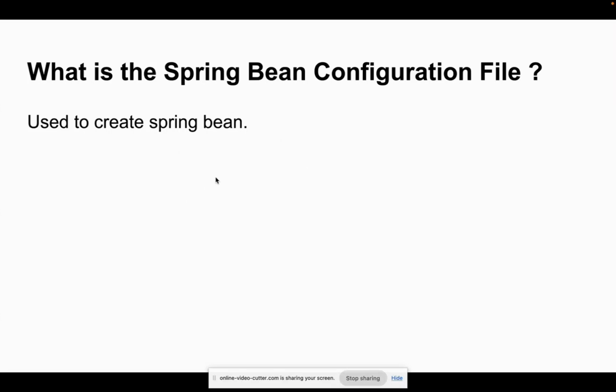So what is the Spring Bean configuration file? It's used to create Spring Beans. Actually, the Spring Bean configuration file is part of Spring, and it's an XML file. Nowadays, if you are using Spring Boot, I'm not sure you will see this one, so you will definitely not know this one.